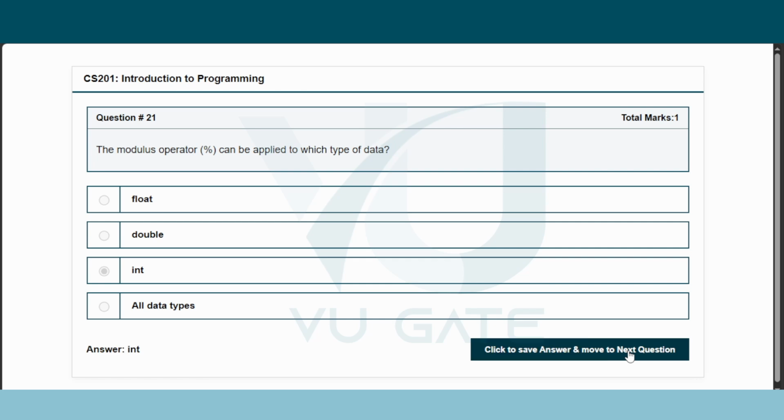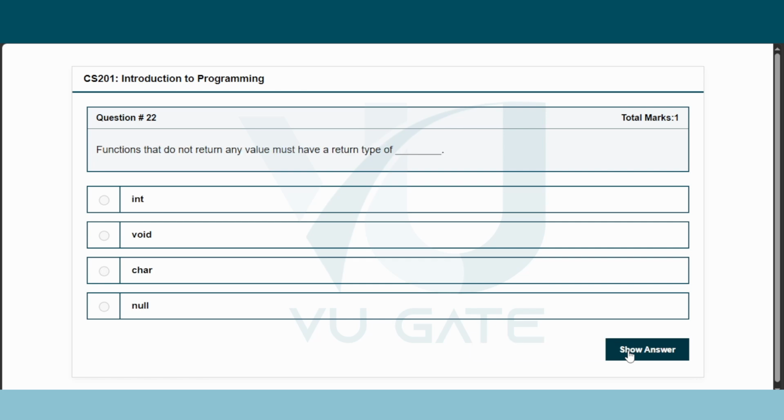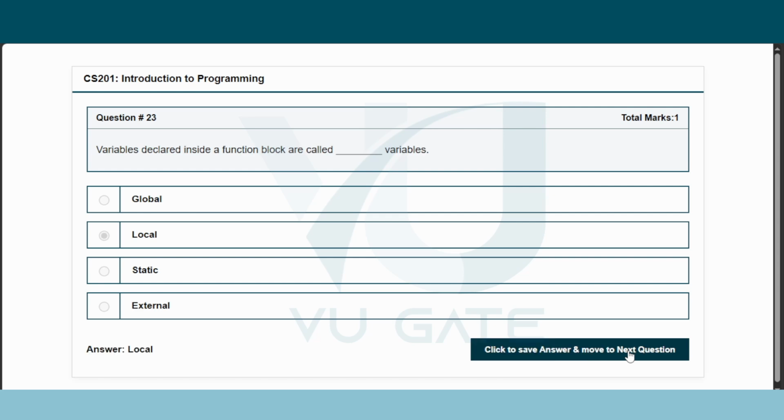Moving to question 22. Functions that do not return any value must have a return type of blank. The correct answer is void. Now for question 23. Variables declared inside a function block are called blank variables. The correct answer is local.